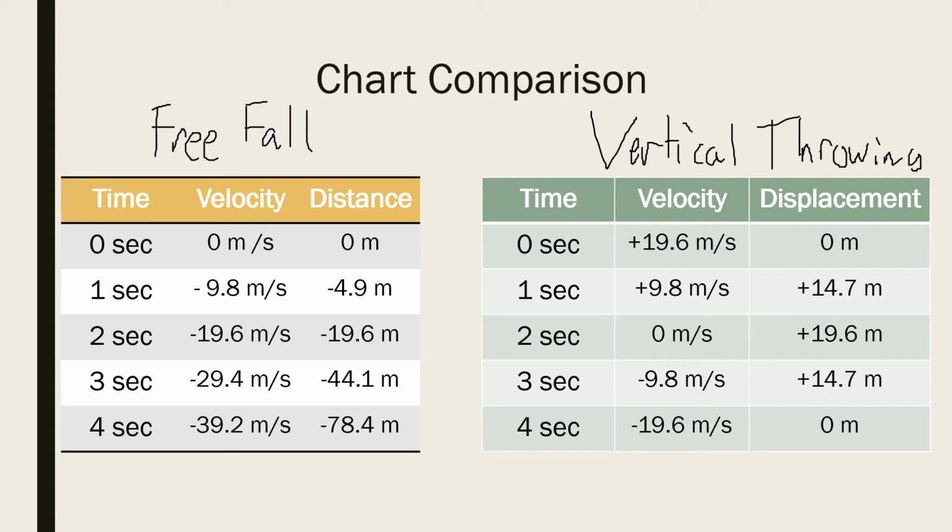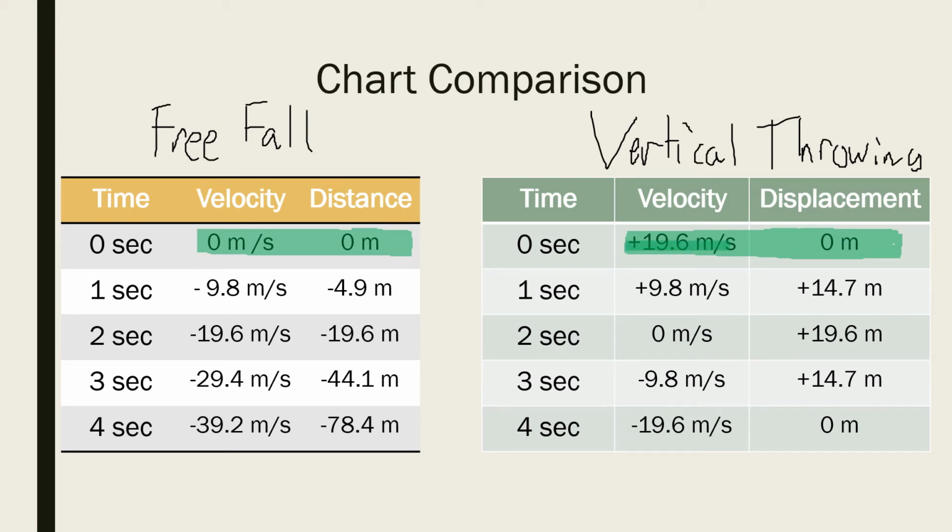A free fall chart always starts off with the double zero. Look at this. The free fall chart always starts off with a double zero. A vertical throwing chart is always going to start off with a 0 displacement, but the initial velocity is going to be the starting velocity.